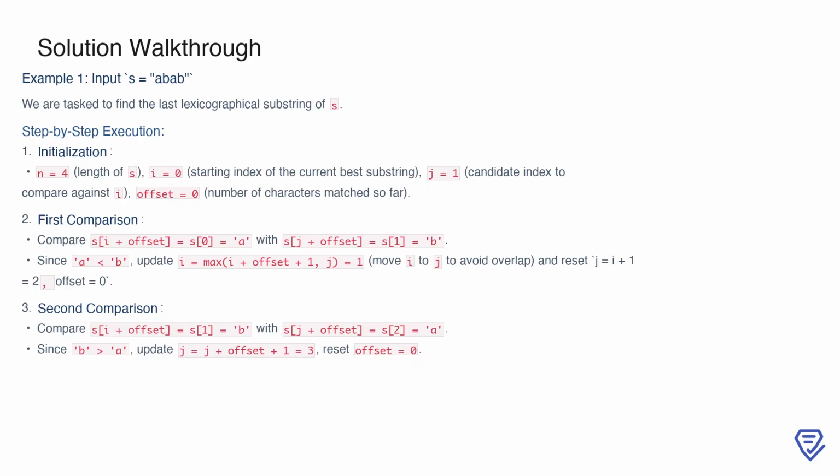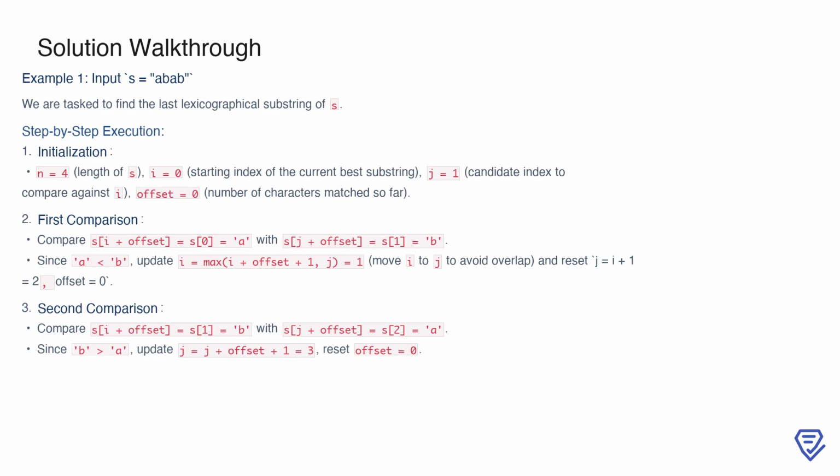For the first comparison, we look at s[i + offset] equals s[0] equals a and s[j + offset] equals s[1] equals b. Since a is less than b, the substring starting at i is no longer a candidate for being the last lexicographical substring. Therefore, we update i to the maximum of i plus offset plus 1 and j, which is 1, then reset j equals i plus 1 equals 2 and offset equals 0.